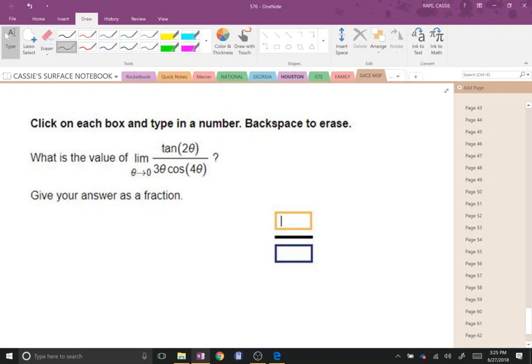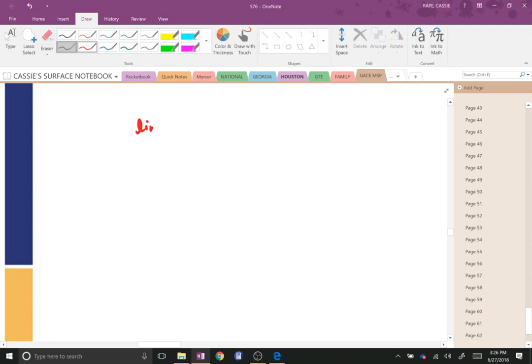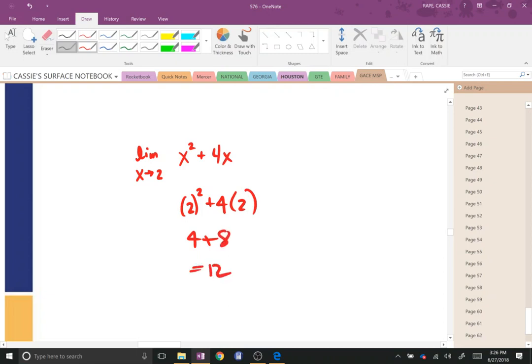So, a limit. Very quickly, most of the time, like with a polynomial, if you have the limit as x approaches 2 of x squared plus 4x, essentially what that means usually is, what is the y value at 2? And so a lot of the time, it's just plugging in. So 2 quantity squared plus 4 times 2 would give you 4 plus 8, which is 12. So the limit as x approaches 2 of x squared plus 4x is 12. Okay? So direct substitution of the limit is awesome.